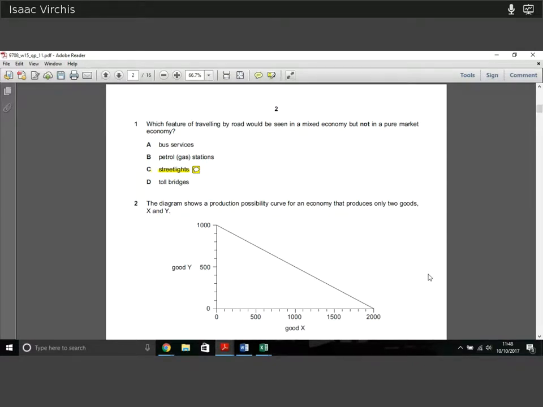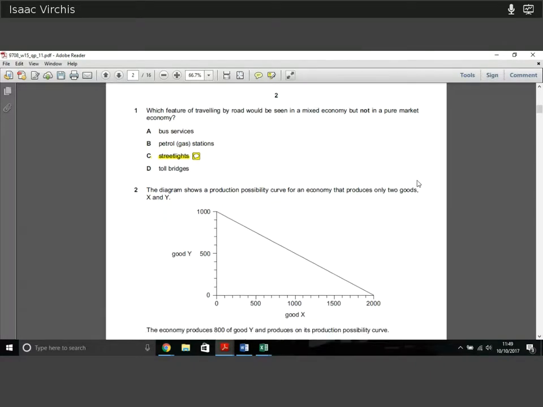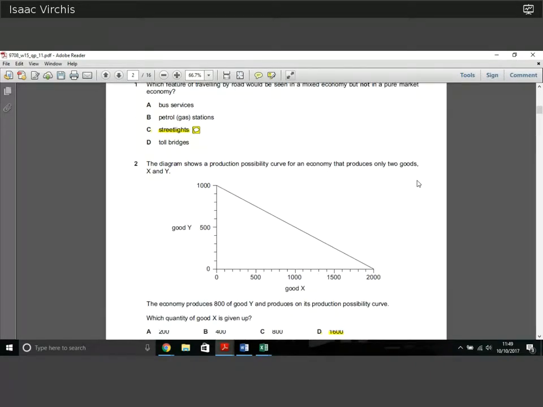But in a pure market economy, you wouldn't have street lights simply because they're a public good. It's the definition of a public good: something that's not rivalrous in consumption and not excludable in provision, and they aren't provided in market economies because of the free rider problem. And therefore, street lights are the only one that would be seen in a mixed economy, not in a pure market economy. So, a nice simple question based on the definition of public good.